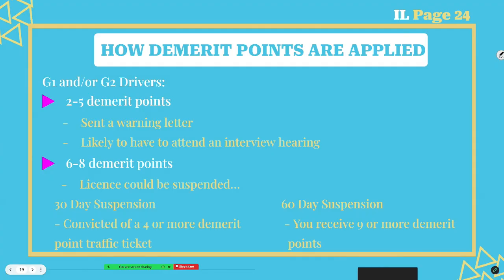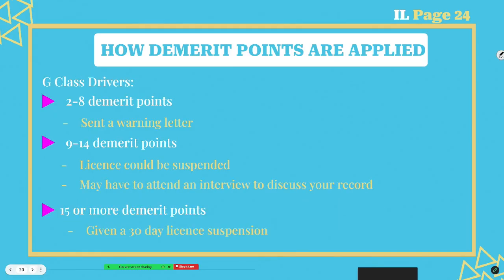If you are a new driver with a G1 or G2 and you get 6 to 8 demerit points, your license could be suspended. Now, you could either be hit with a 30-day suspension or a 60-day suspension. If you are convicted of a 4 or more demerit point traffic ticket, you will get a 30-day suspension. If you receive 9 or more demerit points, you will receive a 60-day suspension.